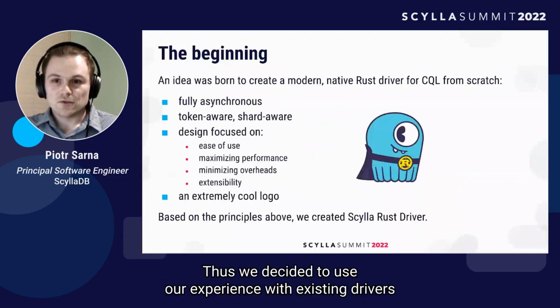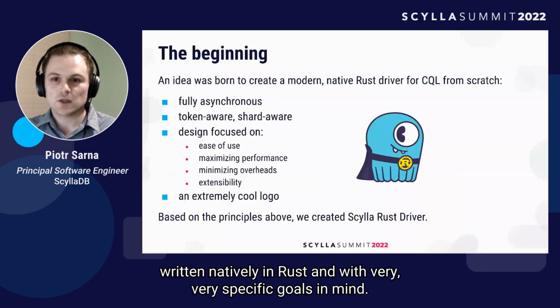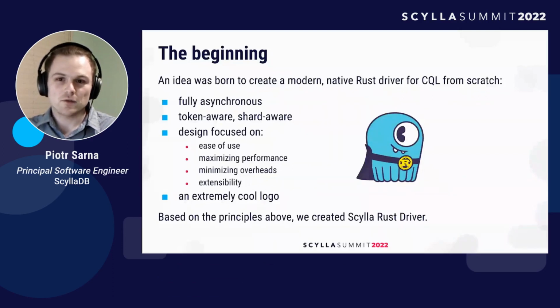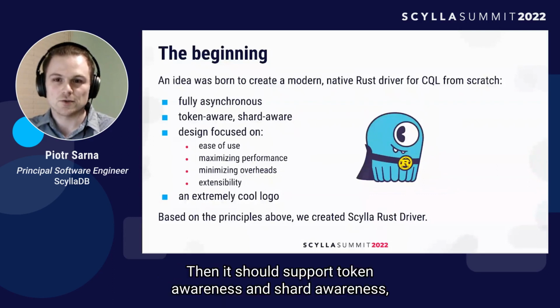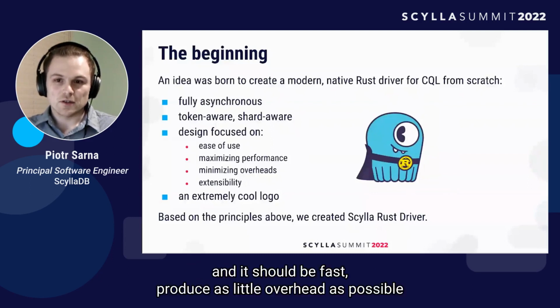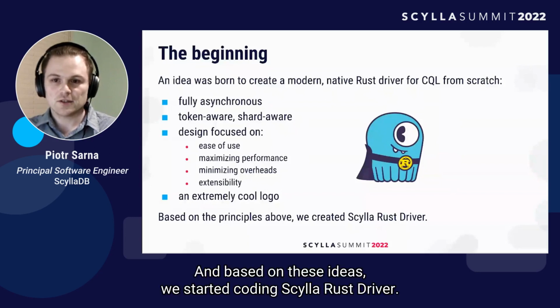Thus we decided to use our experience with existing drivers and carefully plan a new open source Rust driver written natively in Rust and with very specific goals in mind. First of all, we wanted it to be asynchronous from day one. Then it should support token awareness and shard awareness. And it should be fast, produce as little overhead as possible, and be easy to extend. And based on these ideals, we started coding Scylla Rust driver.